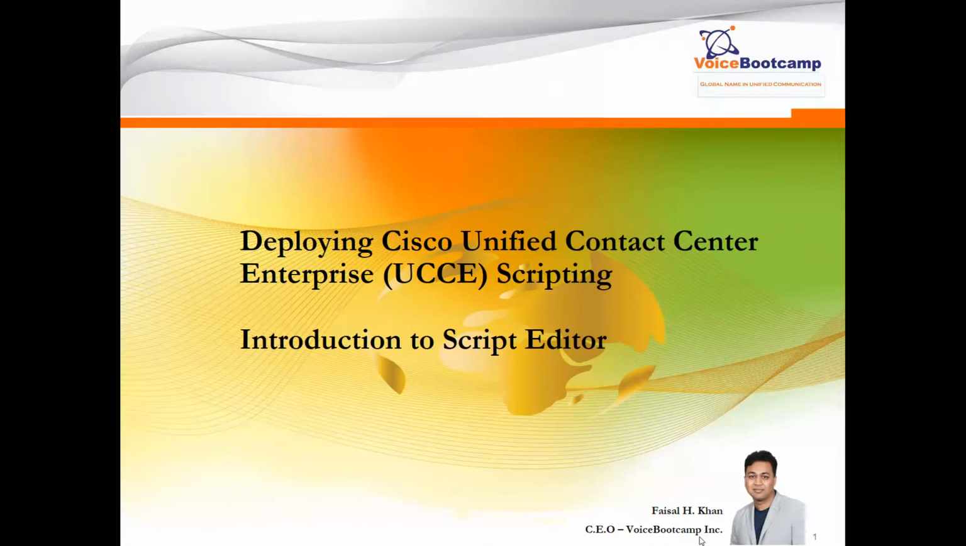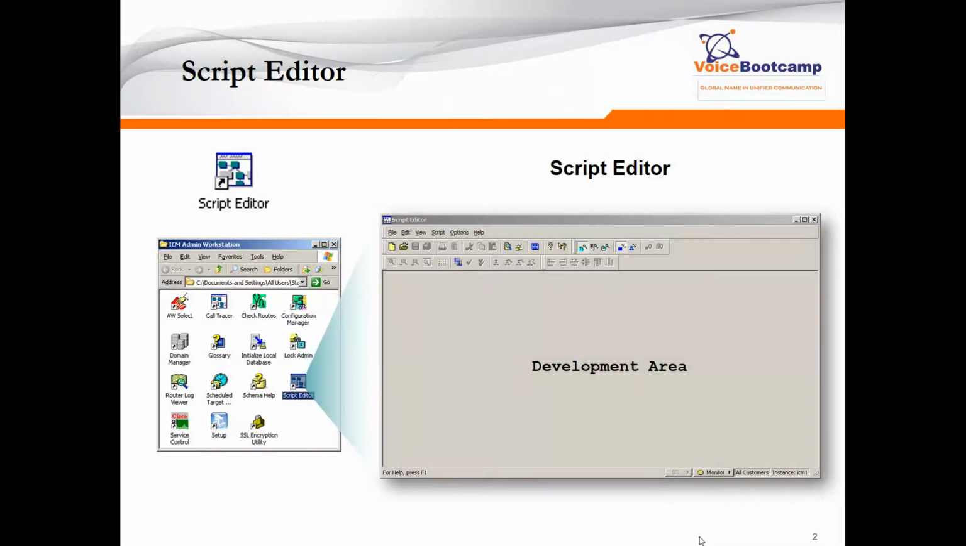In this video of deploying Cisco Unified Contact Center Enterprise scripting, I'm going to introduce you to the script editor. Now, the script editor is the compiler or development tool that is used by the developer to design UCCE scripts. The script editor comes in two forms. One that is included as part of your admin workstation, a 32-bit client that you can access by going to the administration folder. And the other one that you can download on your laptop and remotely access is known as Internet Script Editor. We will cover more details about that later.